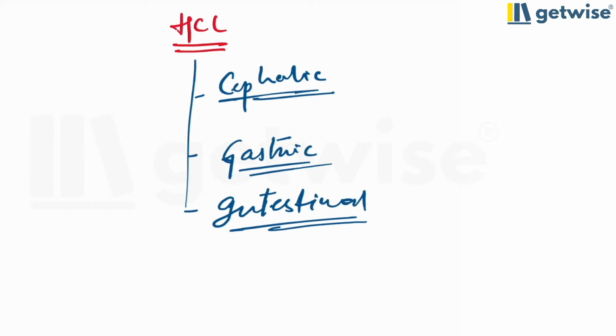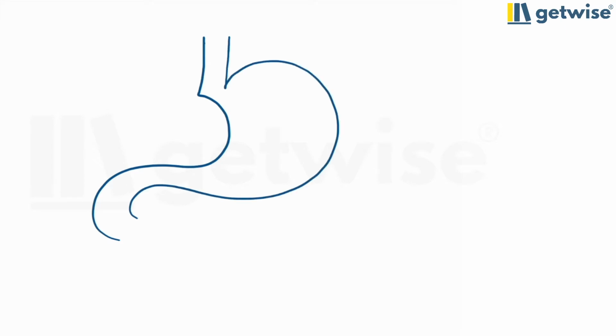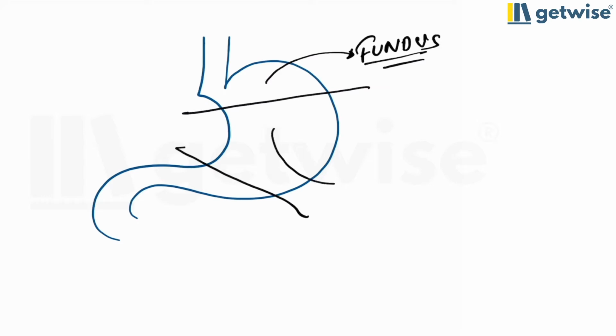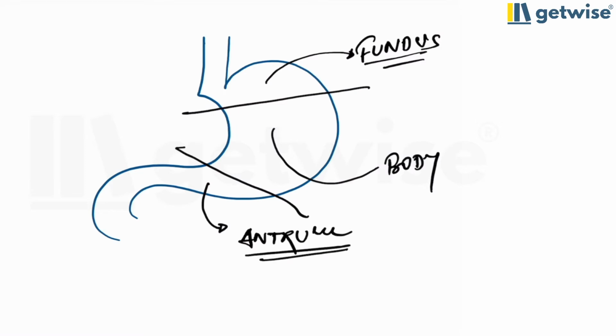Now, to proceed further, we have to know about the anatomy of the stomach. So let's have a look. This is our stomach. This dome-shaped part is called the fundus. The larger, middle part is called the body. And the last part, near the duodenum, is called the antrum. So these are the major parts of the stomach.